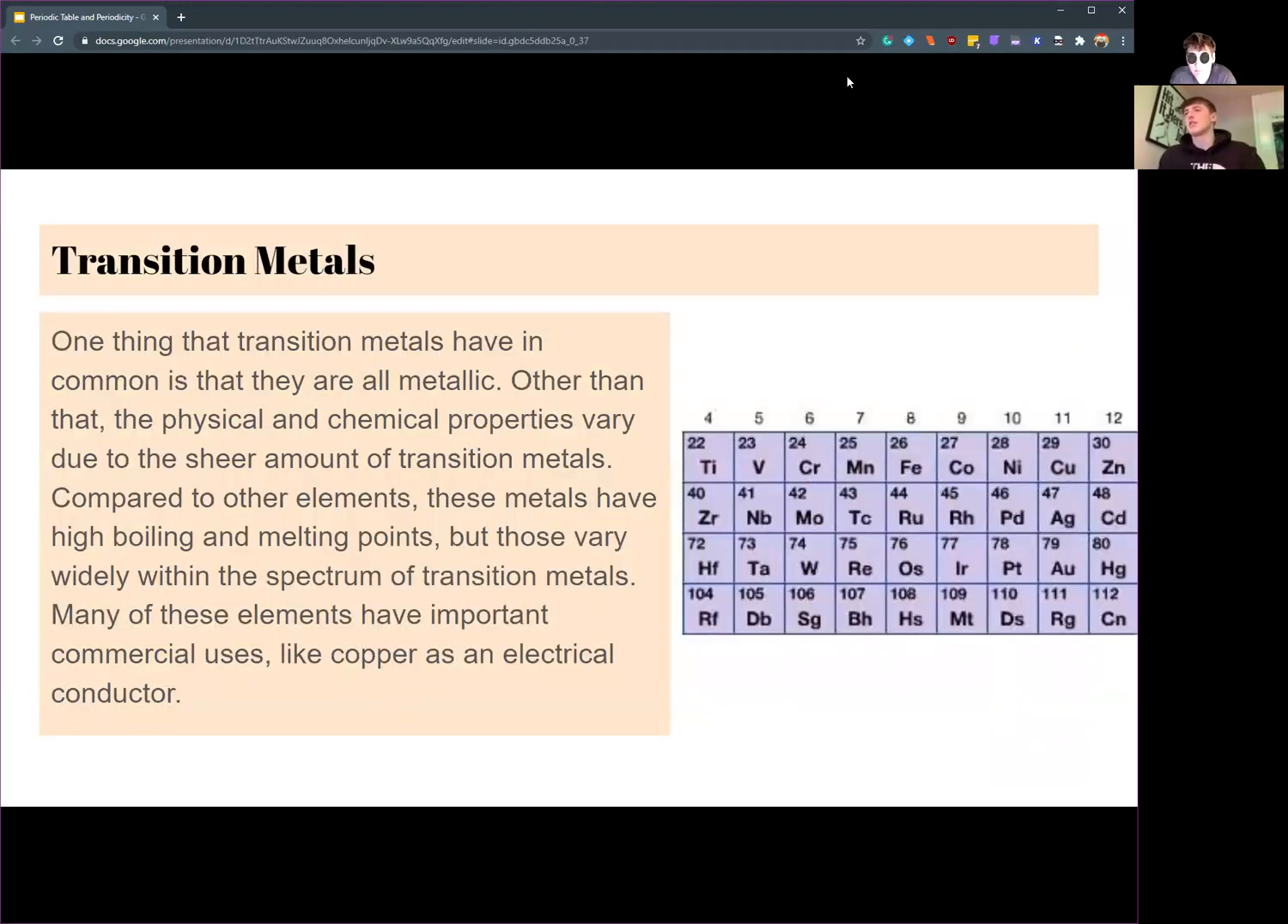The next is transition metals, which are all metallic, but other than that, the physical and chemical properties vary due to the number of transition metals. Compared to other elements, they have high boiling and melting points, but those again vary within the spectrum of transition metals. These elements have important commercial uses, like copper as an electrical conductor.